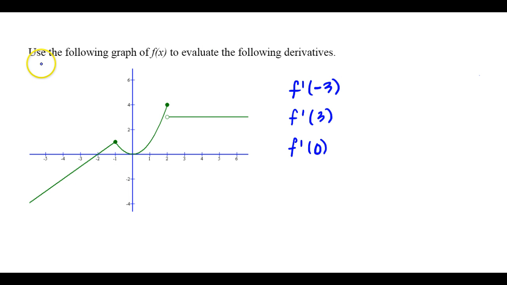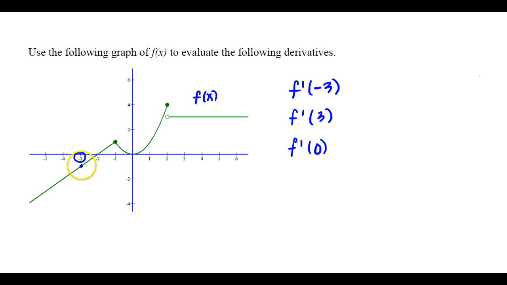Alright, so now we're going to go over a graphical interpretation of that last theorem. We want to use the following graph of f of x to evaluate the following derivatives. So here's this function f of x. It's a piecewise function, and we're asked to find f prime of negative 3. So negative 3 is the x value. I'm going to go to x equals negative 3 and look at the function. Now the function at negative 3 is linear, and remember that the derivative of a linear function is just the slope of the line. So let's take a look at what the slope of this line is.